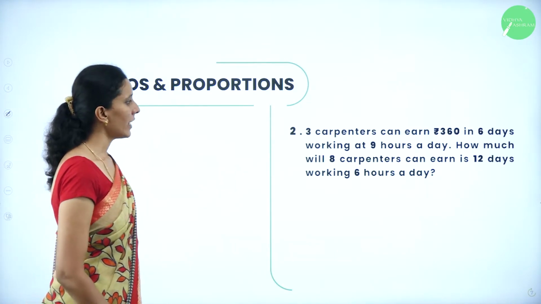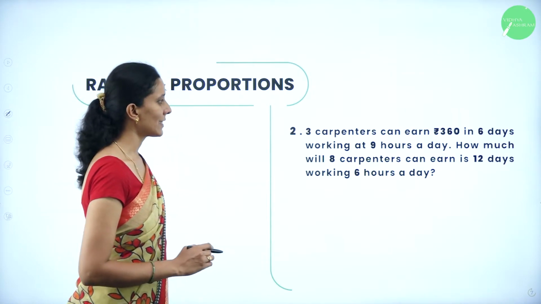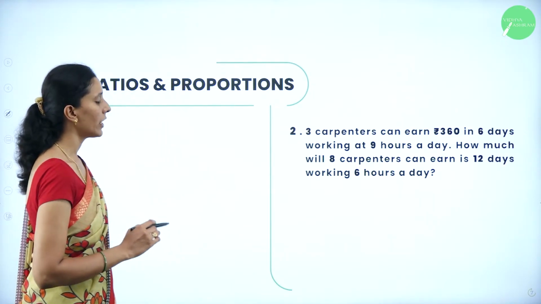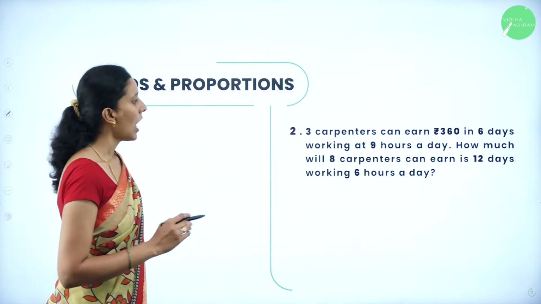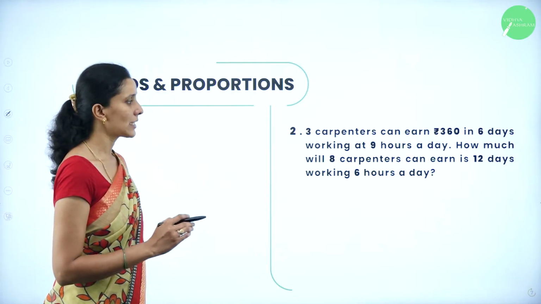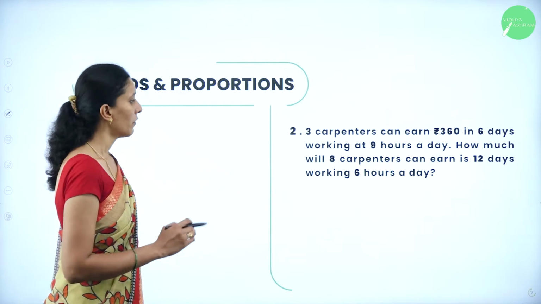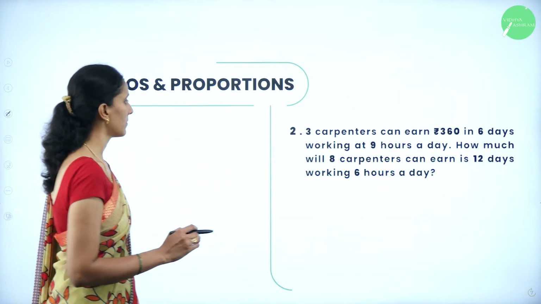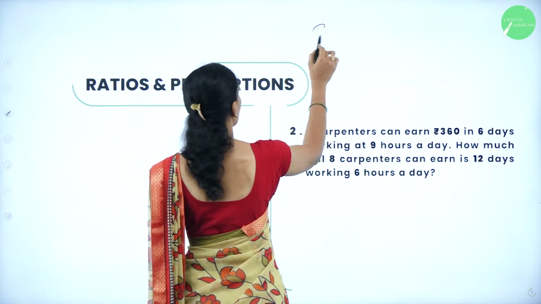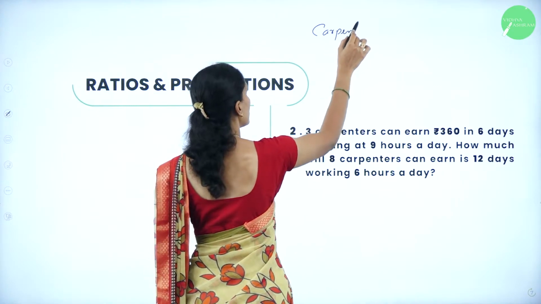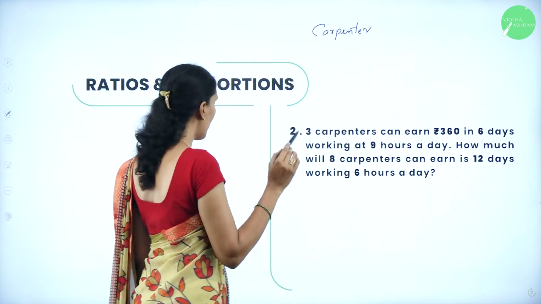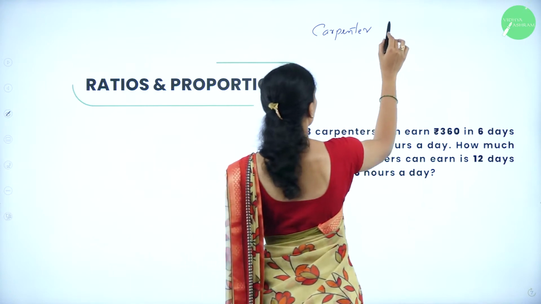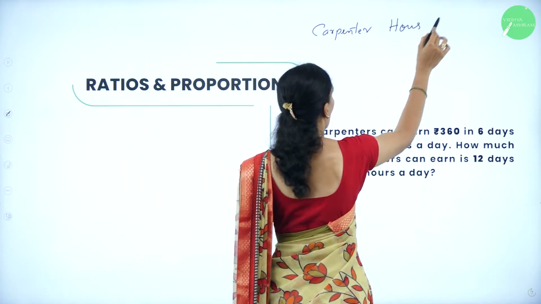Next question. 3 carpenters can earn rupees 360 in 6 days, working 9 hours a day. How much will 8 carpenters earn in 12 days, working 6 hours a day? So let me write here the number of carpenters, hours of working and days.